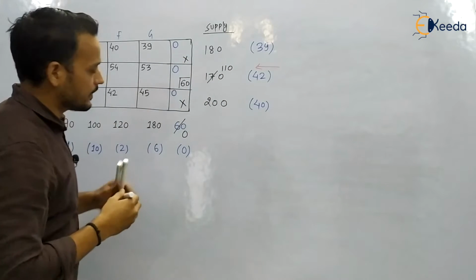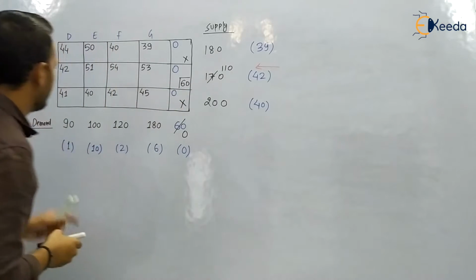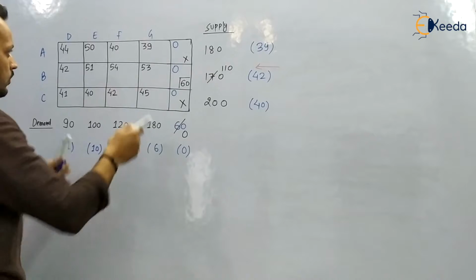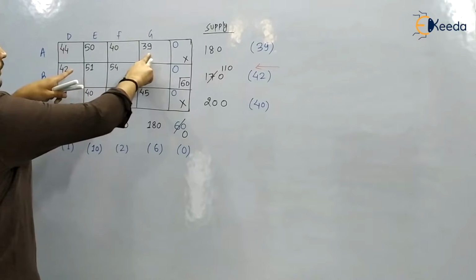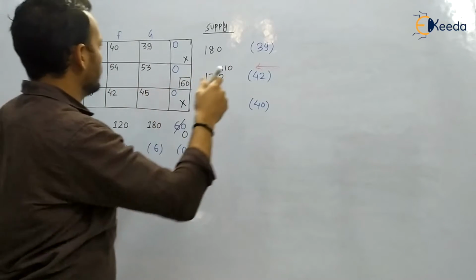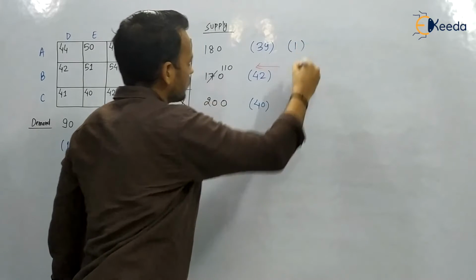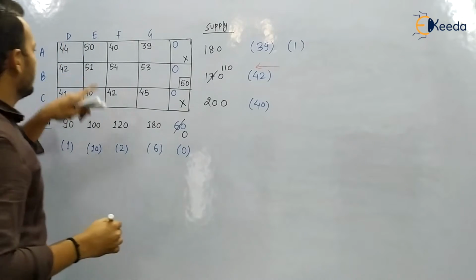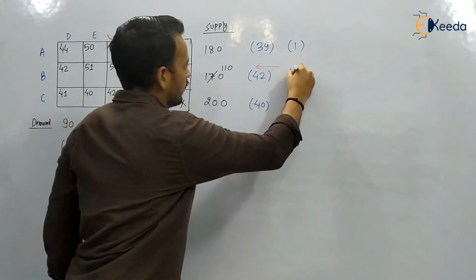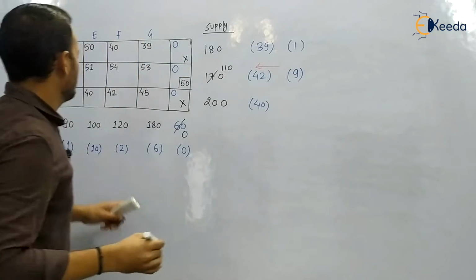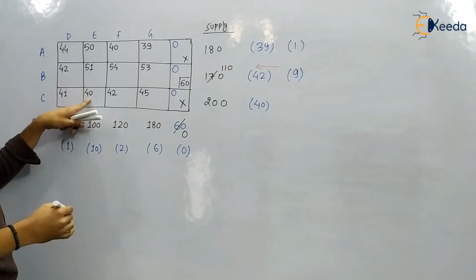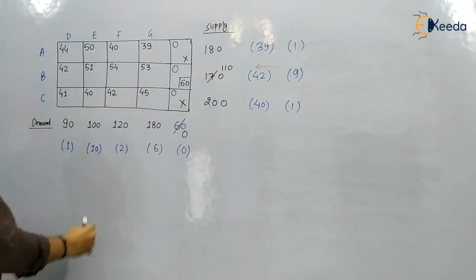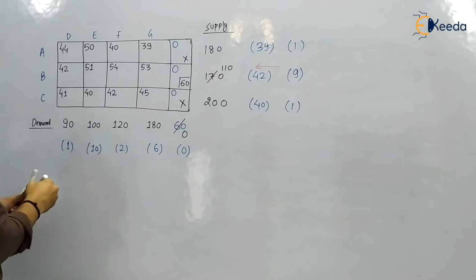Now again check for the penalty. This will not change, this will not change. Here it will change. Now the minimum is 39 and 40, so it is going to be 1. Again check 42 and 51, it is going to be 9. And it is 40 and 41, it is going to be 1. So now the highest is 10.